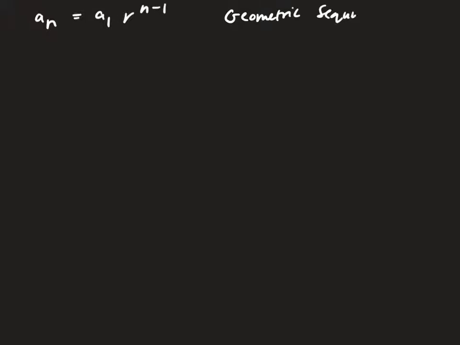Right, and so this tells us that if we have a geometric sequence, we can find the nth term in this sequence by taking our initial term, our first term, and multiplying it by our common ratio to the n minus 1 power, so the term number minus 1 power.